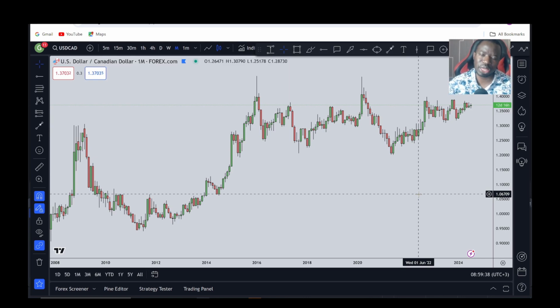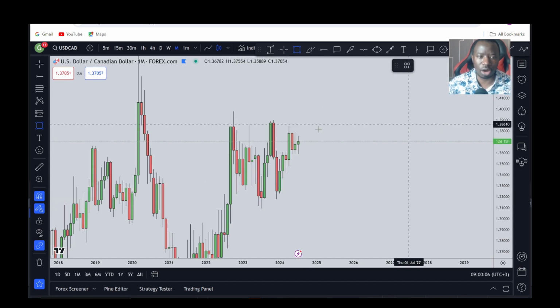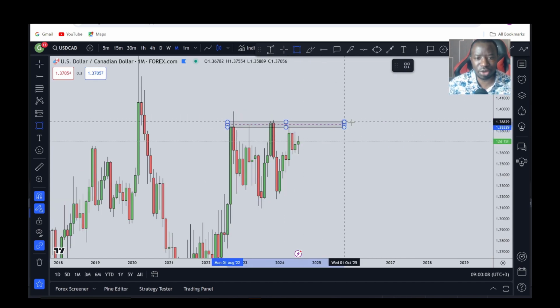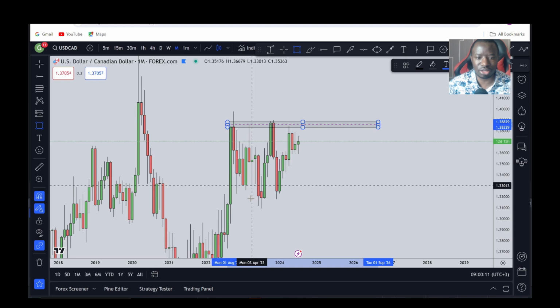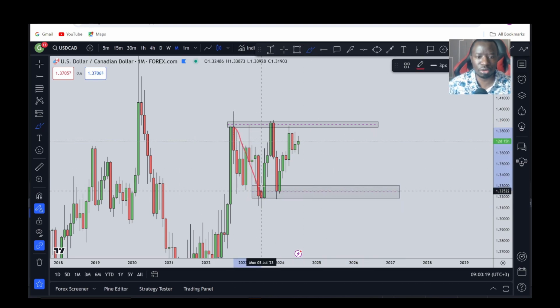I am Godfrey. Today I want us to do a top-down analysis on the USD-CAD pair. That's the US dollar, Canadian dollar pair, to see where price is at right now and where we anticipate it to get to in the next few days. When you look at this, price has been ranging between these highs and these lows here. We can see it hasn't been able to break out of this range.